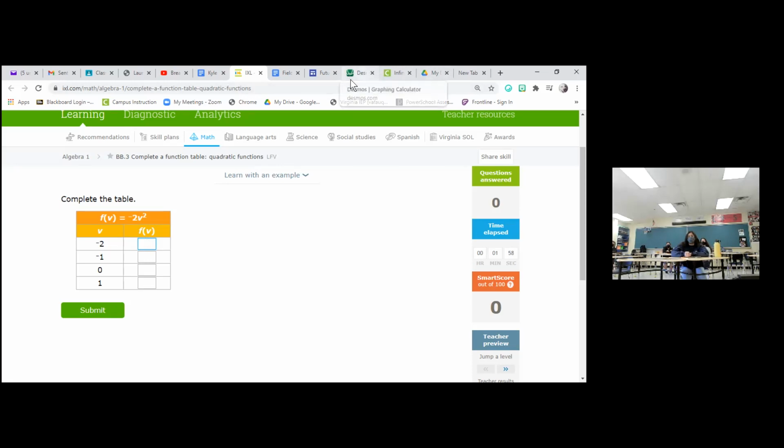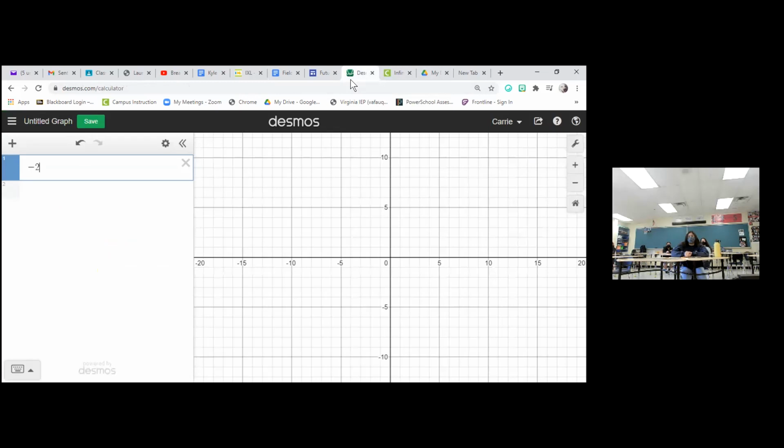Okay, so negative 2v squared. Here I go, typing it in. Negative 2v squared, just watch. Okay. So yeah, it's really pretty, right? It's a quadratic and all that stuff. If I wanted to put an f of x, it would graph it, but I don't need it to.